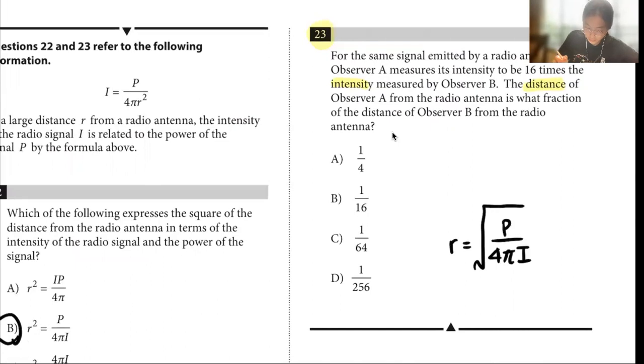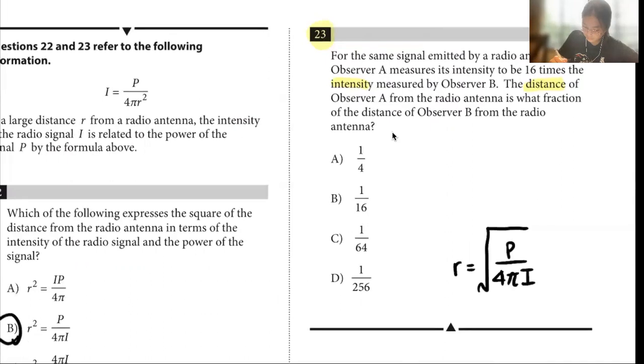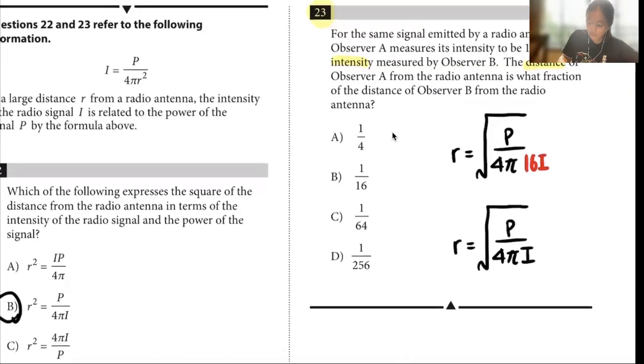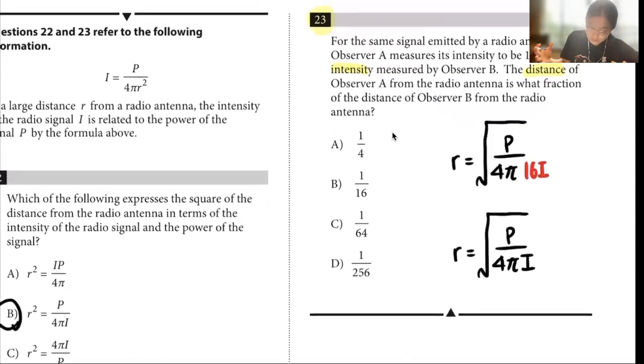So we know that observer A's intensity, so this I right here, is 16 times the intensity measured by observer B. So first we need to write that in: 16I. So 16 times the intensity. This is the intensity for observer B, so it's 16 times that. So it's going to be 16I. But we're not finished yet. We need to know the distance fraction.